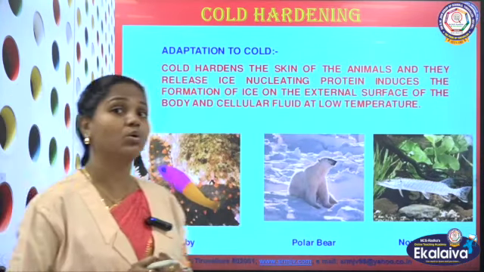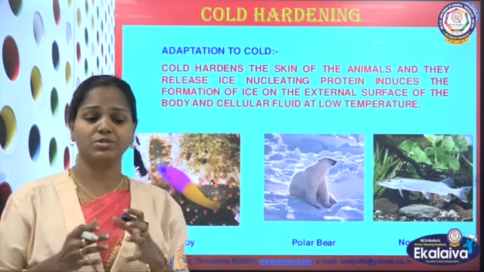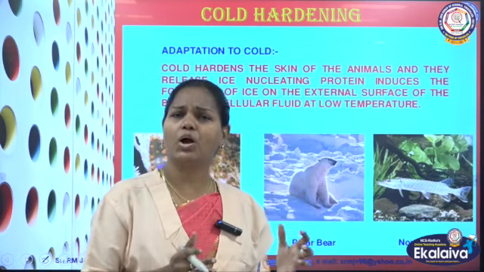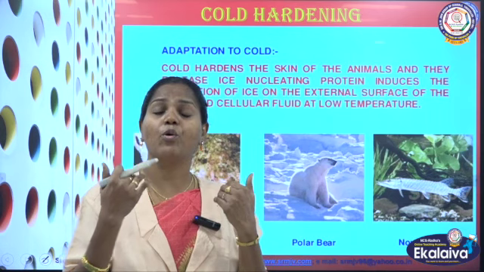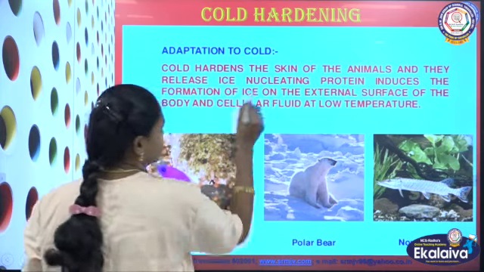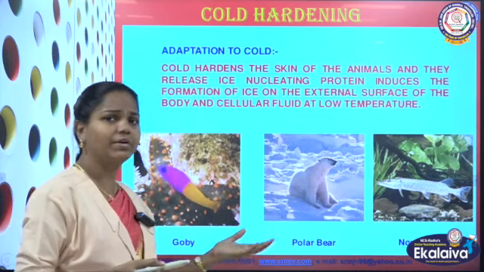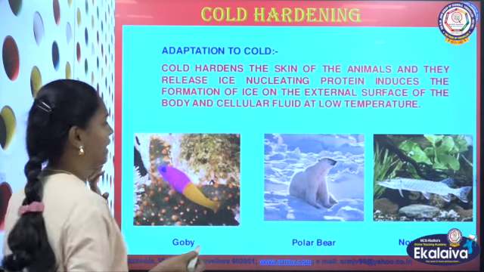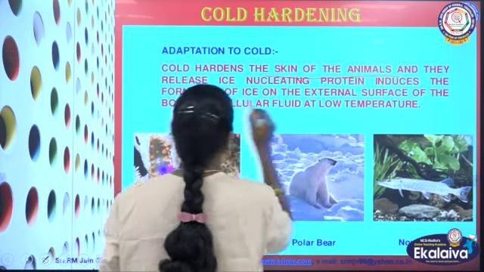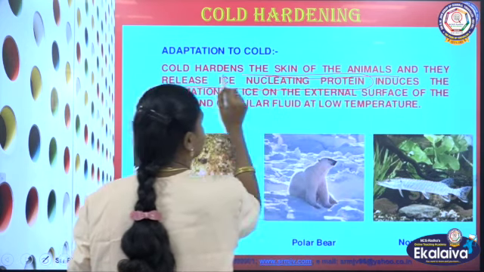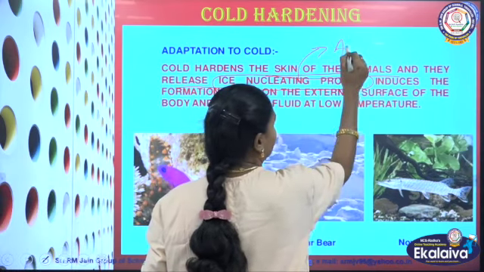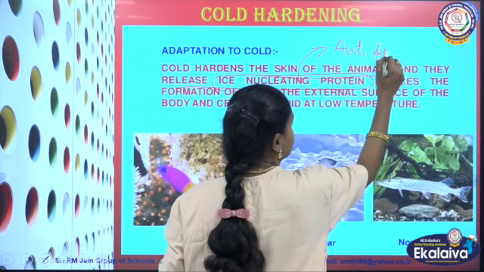Another method is called cold hardening. In polar regions, the animals, especially the fishes in very cold water, how do they survive and overcome that lower temperature? It is not only aquatic animals, even some terrestrial, that is land animals, like polar bears. So, cold hardens the skin of the animals and they release something called ice nucleating protein. Otherwise, we can call this anti-freezing proteins.